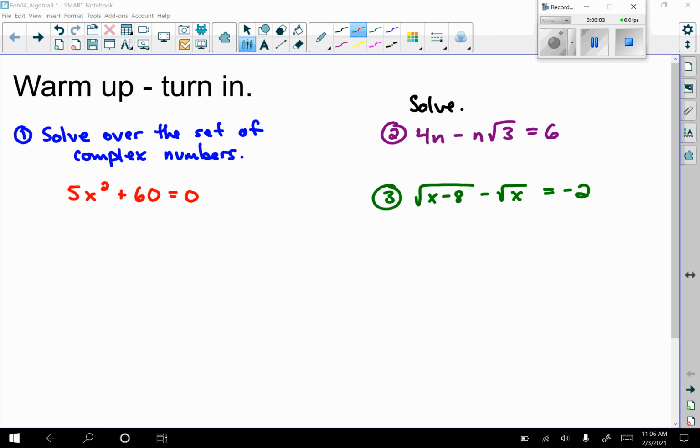Hello everyone. For these first three problems, I want you to solve them completely, show your work. Do not look anything up. Do not use any kind of app or program to look these up. You can use your notes, but nothing else. Show your work completely and then submit.